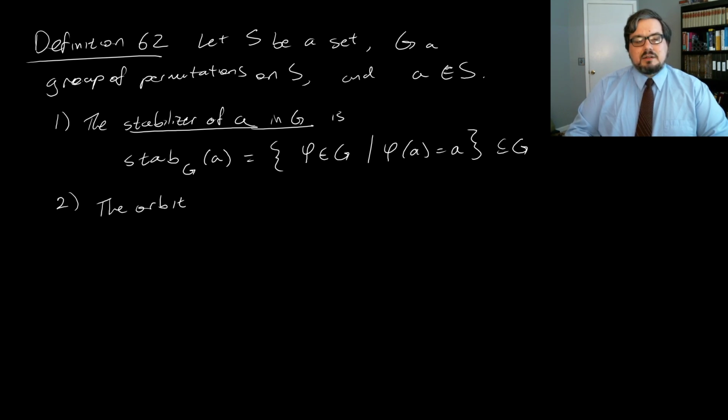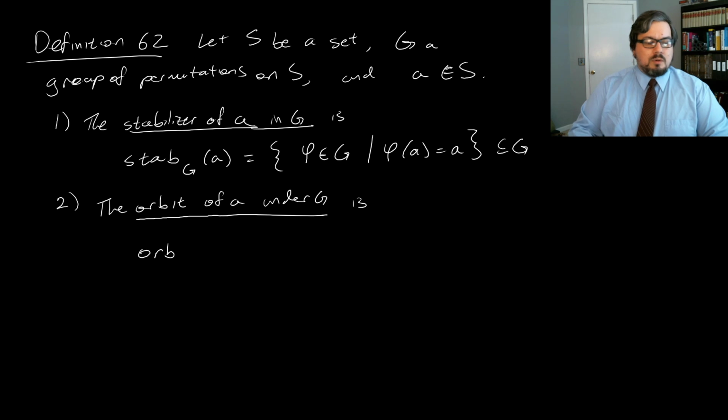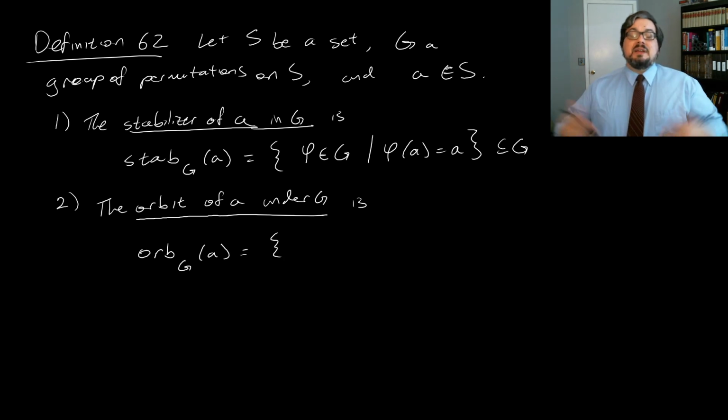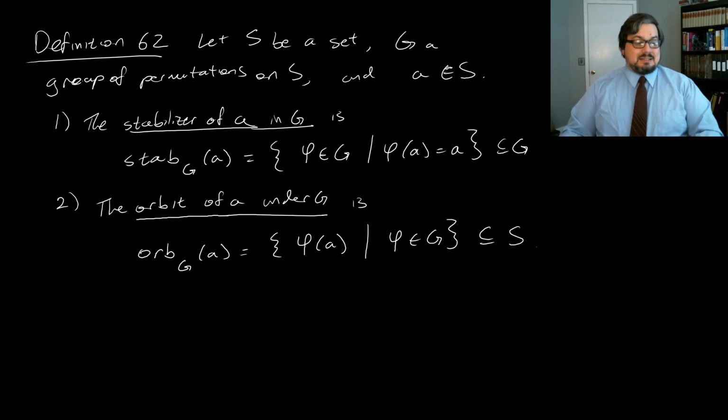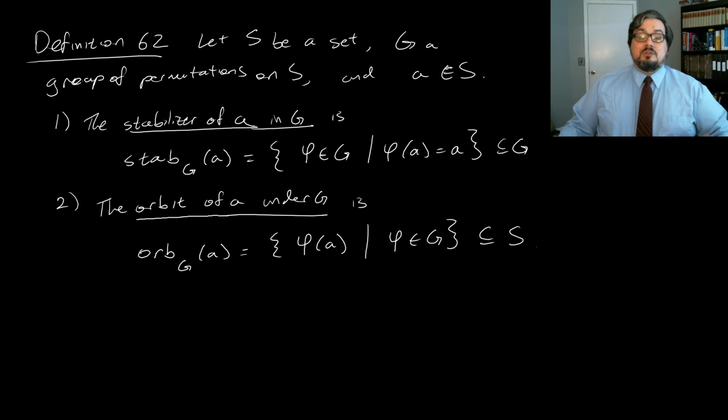A related topic is the orbit of A under G, denoted orb G of A, and it's sort of going the other direction. It's saying, let's take A and ask, where are all the places that A gets sent? G contains a whole bunch of functions from S to S. Each one of them sends A somewhere. Let's look at where it goes. So it's the set of all phi of A where phi belongs to G. And notice that it's a subset of S. So it's going to be the set of all places where a given element goes. Now notice that, of course, these sets depend very much on what element you're looking at, and what group of permutations you're working on. And let's see a couple of examples.